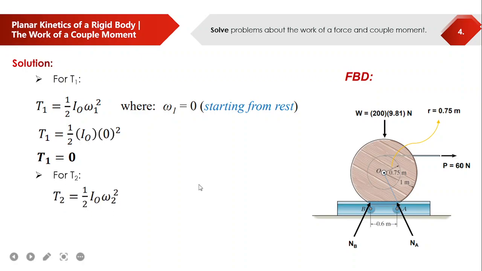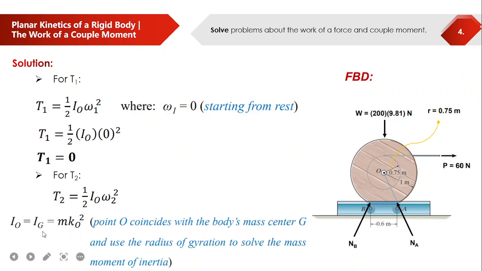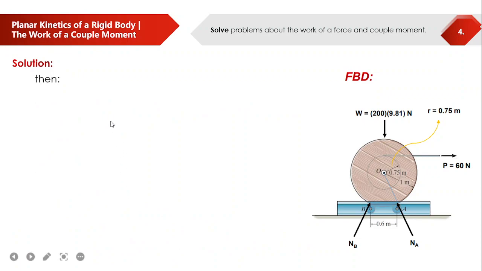So for T sub 2 naman, we have your 1/2 I sub O, angular velocity sub 2 squared. Kasi nga, same pa rin sa example 1 natin, nag-coincide yung center of mass, or body center of mass, sa center of rotation natin, so point O. So that will be equal lang sa I sub G, which is m k sub O squared: the mass of the reel times the radius of gyration, para makuha natin yung I sub O.